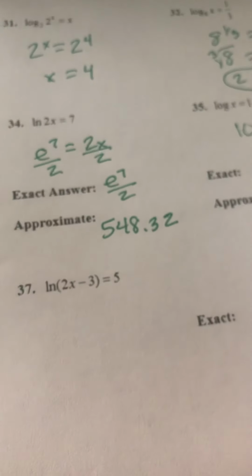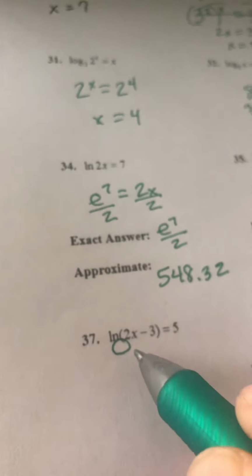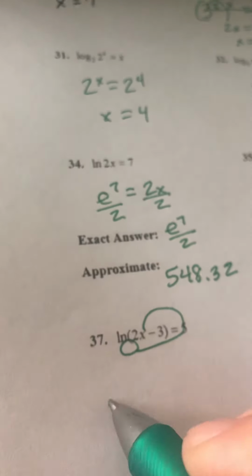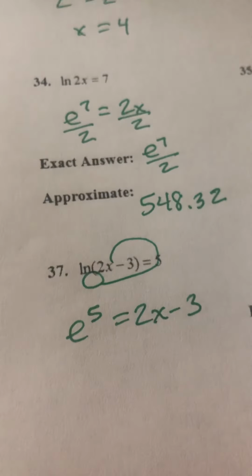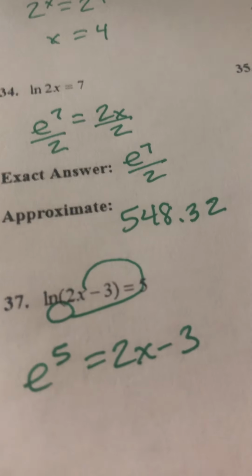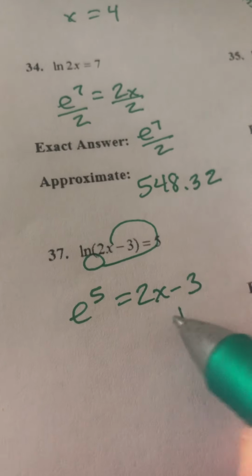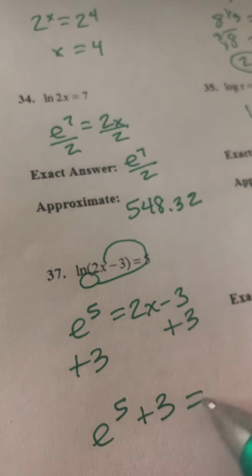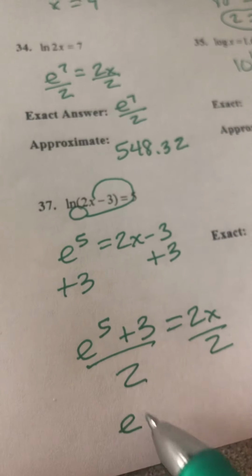And the last problem, so what do you get when you swirl that? So when you swirl that, you get what to the what equals what. So that's e to the 5th equals 2x minus 3. So the mistake people make in this problem is they think we're solving for e, but we're solving for x. So to solve for x, you add your 3, so that gives you e to the 5th plus 3 equaling 2x, and then divide by 2.